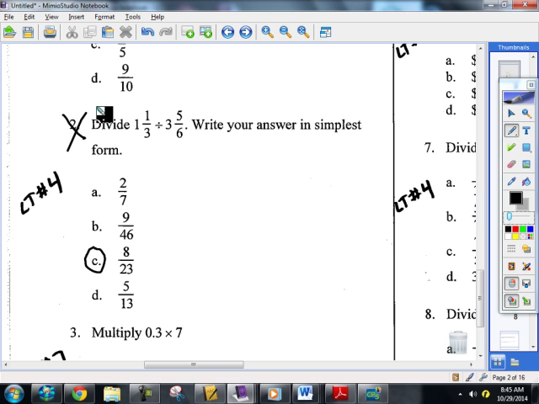Mrs. Brown, please call the office. Mrs. Brown, please call the office.